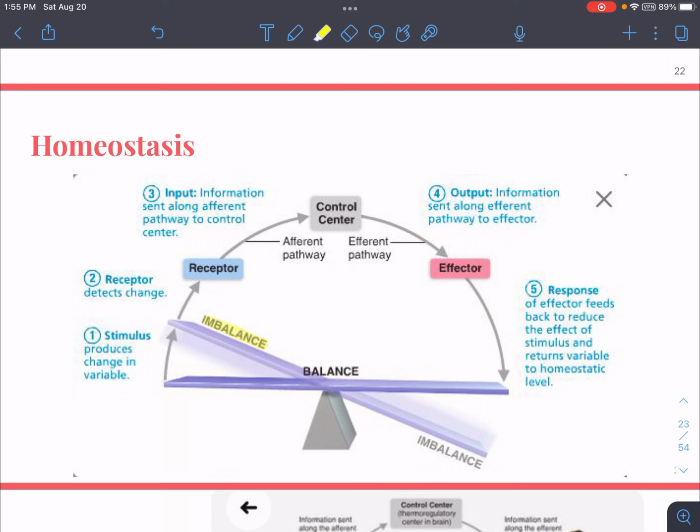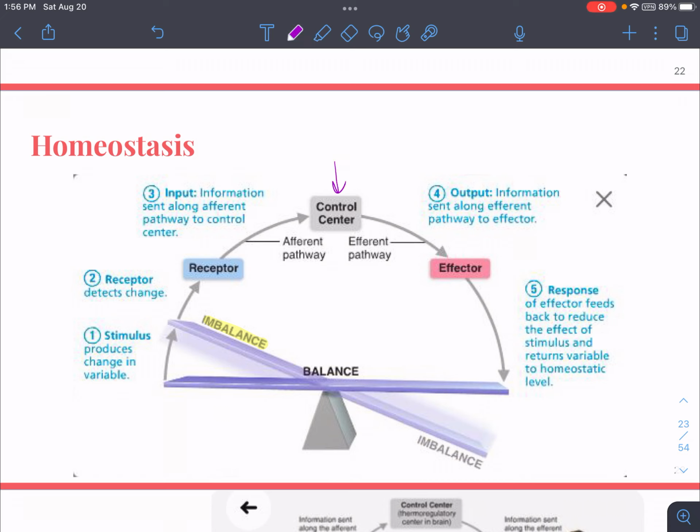We have some kind of input that is sent along afferent pathways. Afferent goes towards the brain, and efferent is the response that comes out of the brain. And your control center is your brain. So that control center determines what's happening and sends it back out to tell the body what to do.